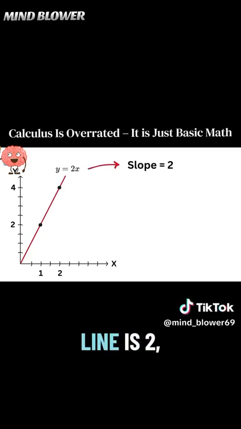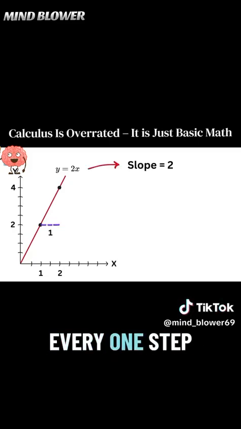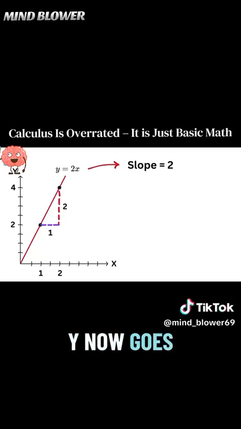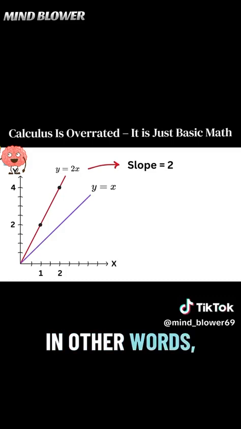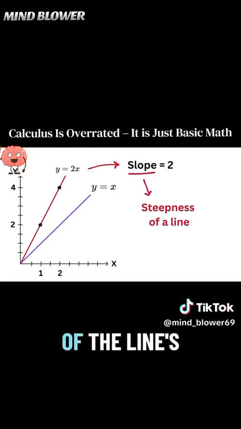The slope of this line is 2, meaning that for every 1 step forward in x, y now goes up by 2. In other words, this line is much steeper than the first one. Therefore, slope is like a measure of the line's steepness. It tells us how fast y is changing compared to x.